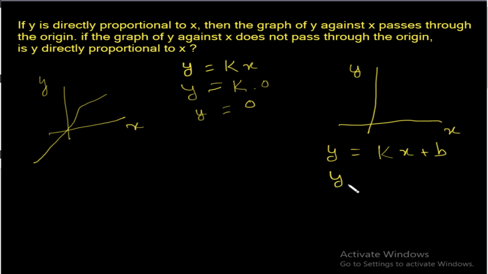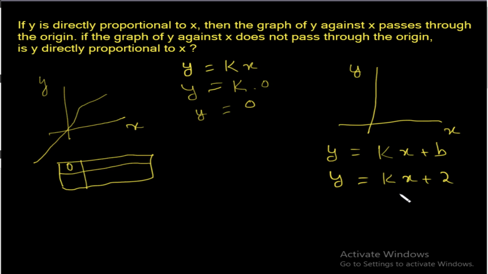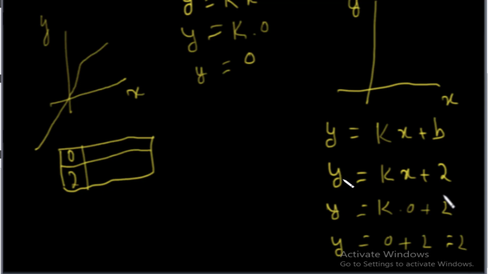Let me take something like y is equal to kx plus 2. Now for x is equal to 0, I am drawing a table over here of 2, 3 numbers. For x is equal to 0, I will get 0 plus 2, so y is equal to 2. Thus, this line y is equal to kx plus 2 represents a straight line that intercepts the y-axis at y is equal to 2. And let me use the GeoGebra calculator to show you the graph of the line y is equal to kx plus 2 with different values of this k.